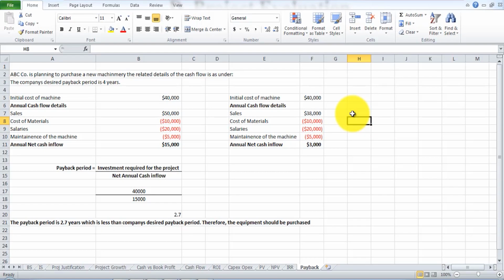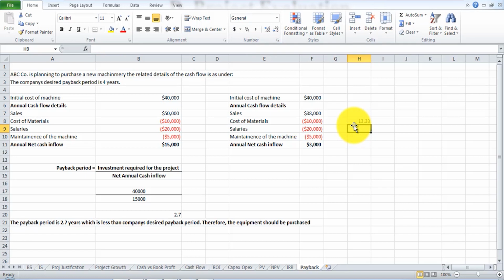So now if you look at this payback period, it's going to be 40,000 divided by $3,000. It's going to be 13.33 months only, guys. Okay, 13.33 months. That's way beyond the company's desired payback of 4 years. In this case, definitely the project would have been rejected.